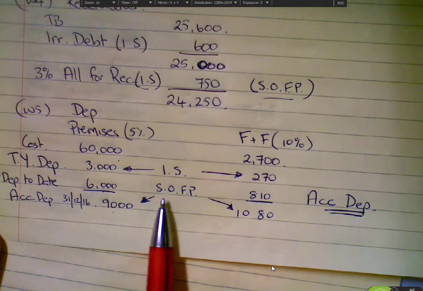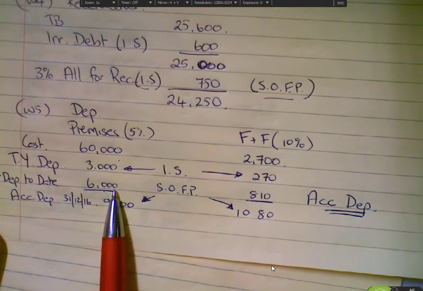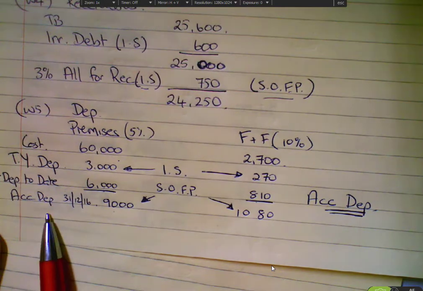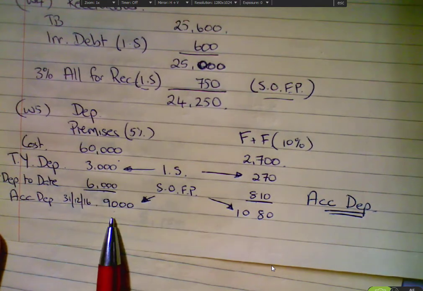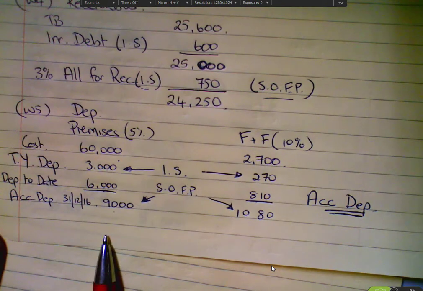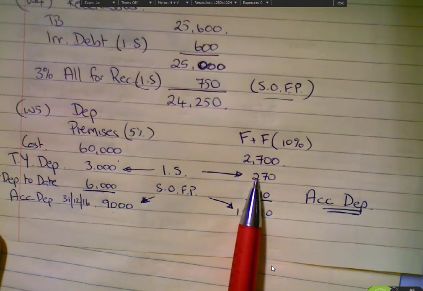We also need a figure for the statement of financial position. So we look at the depreciation to date, we add it to this year's depreciation, and that gives us the accumulated depreciation at the end of the year. So this was at the beginning of the year, plus this gives us the depreciation at the end of the year. So we're going to have cost, accumulated depreciation, and we're going to calculate a net book value in our statement of financial position. And we're going to have 3,000 plus this 270 going in as depreciation expense in the income statement.